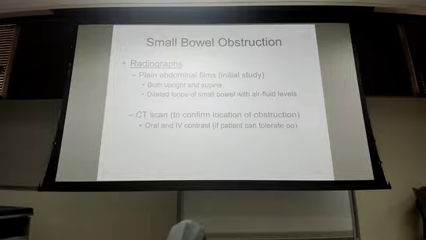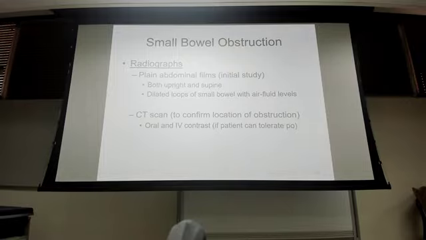The most useful imaging study is going to be a CT. Why? Because that CT will help us locate the cause of the obstruction. Because remember, now we're in mechanical. Now we're in mechanical, so something's physically, mechanically causing an obstruction. CT is going to help find it, where it's at. They're usually done with an oral and an IV contrast. Oral if they can take PO medications.